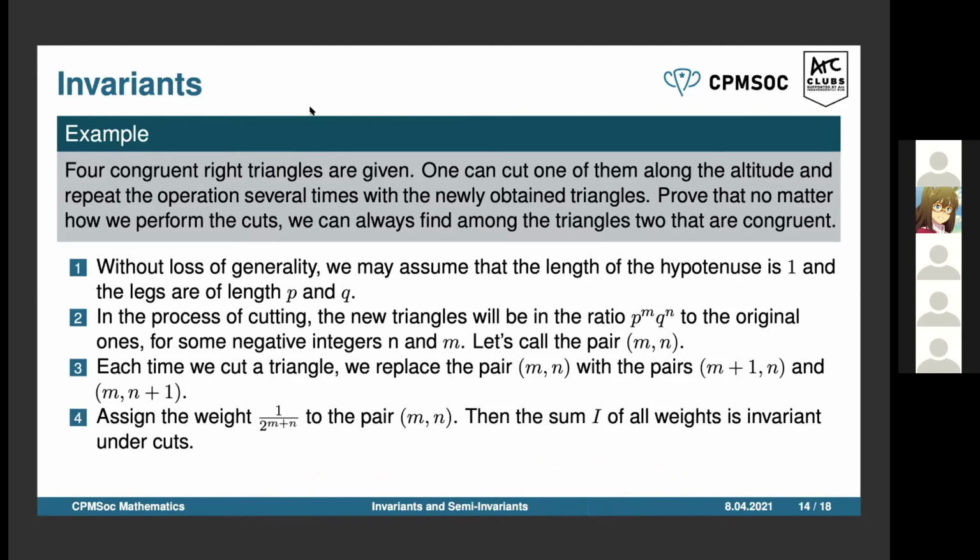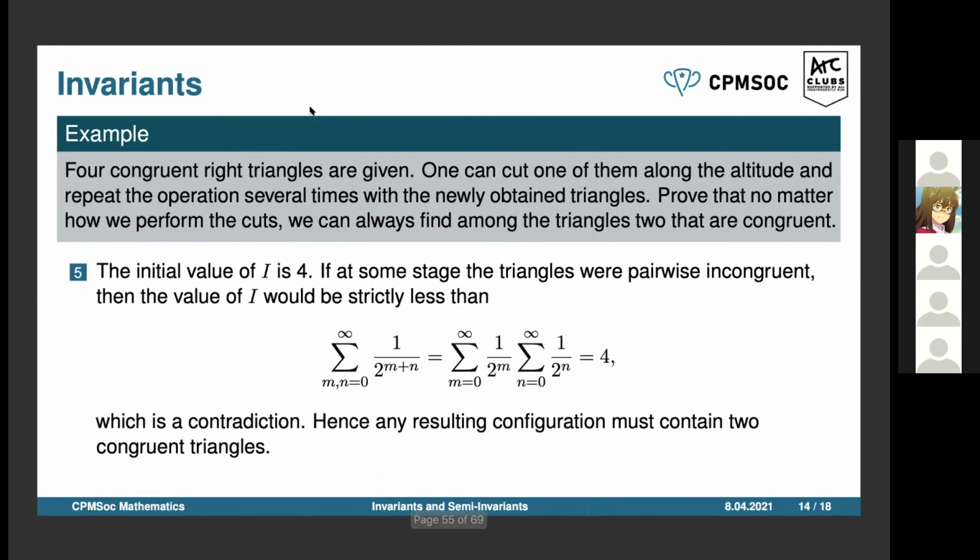Can I get another dot point? Yep, so the initial value will be when M and N are both 0. So 1 over 2 to the power of 0 is 1. Because there were 4 triangles, the initial value of I will be 4. And then we just proved that it doesn't matter how you cut the triangles, your I value will always be 4.